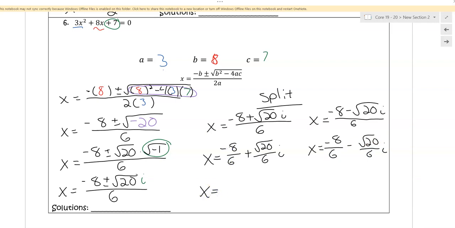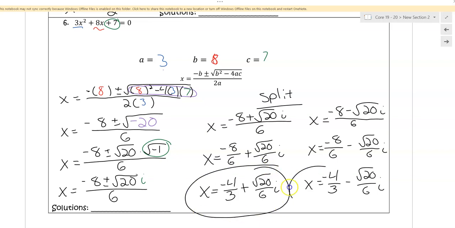Negative 8 over 6, if I type that in a calculator, it does reduce to negative 4 thirds. This does not reduce. So those are my two answers. Negative 4 thirds plus square root 20 over 6 i, and negative 4 thirds minus square root 20 over 6 i. Right. Go ahead, turn the page.